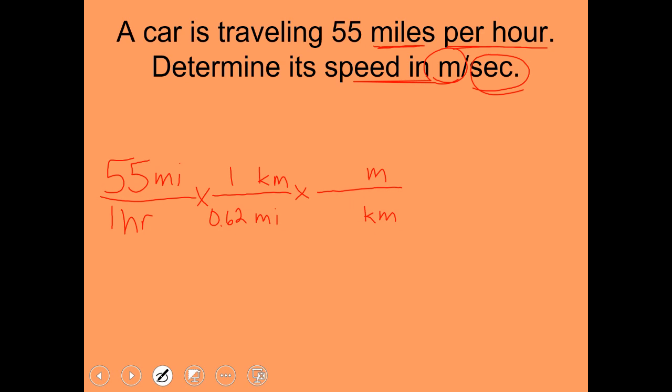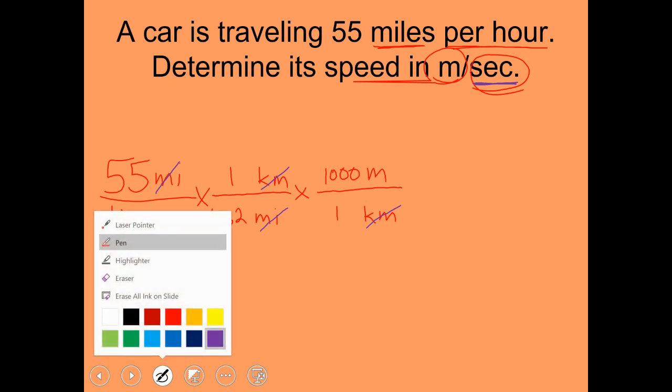In metric, we learned that a kilometer is 10 to the third, or 1,000 meters. So this is going to be sufficient to change the one label. The miles and the kilometers will have been converted into meters. At this point, if I stopped, I would have an answer in meters per hour.